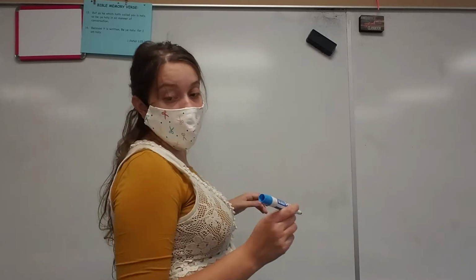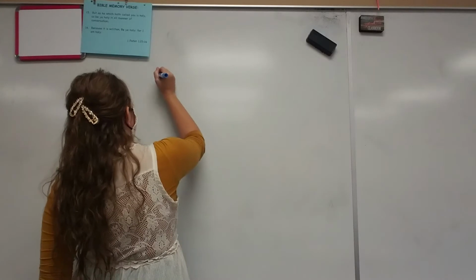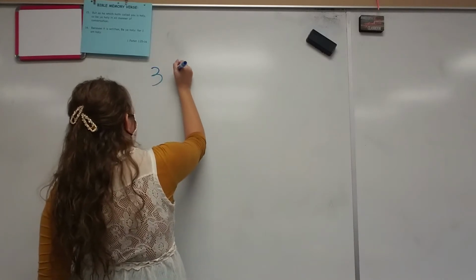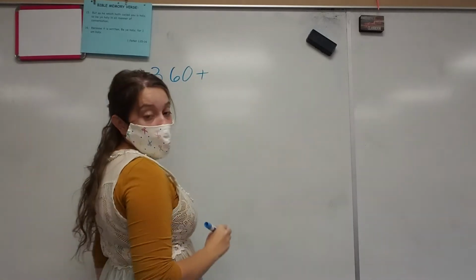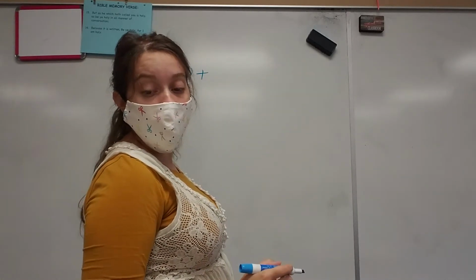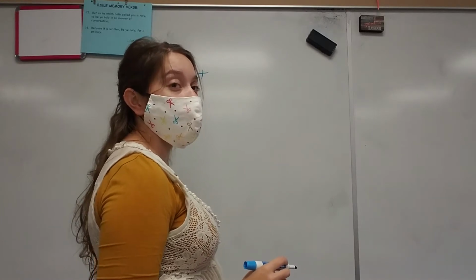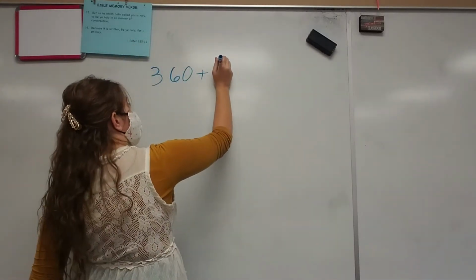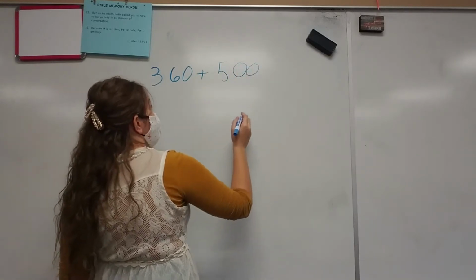So when we estimate, 356 would become what, Mary? 360. Good, 360. And then what would, be careful. Who knows what 498 would become? Grace? 500. 500, because that 9's going to go up, and it's going to become 500 now.